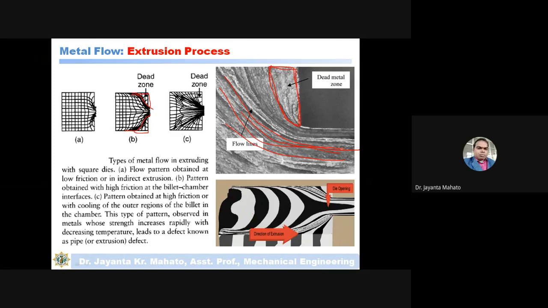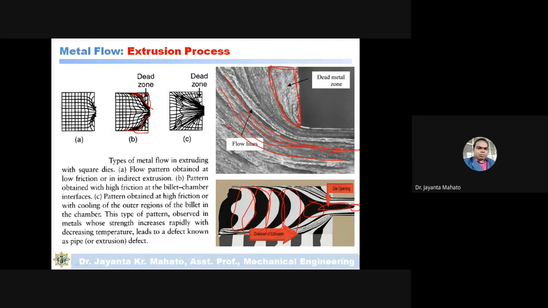See this. If the grain structure in the previous case is like this, I am displaying one grain structure. After deformation, this grain structure will elongate. So the extruded part has an elongated grain structure along the direction of the extrusion.